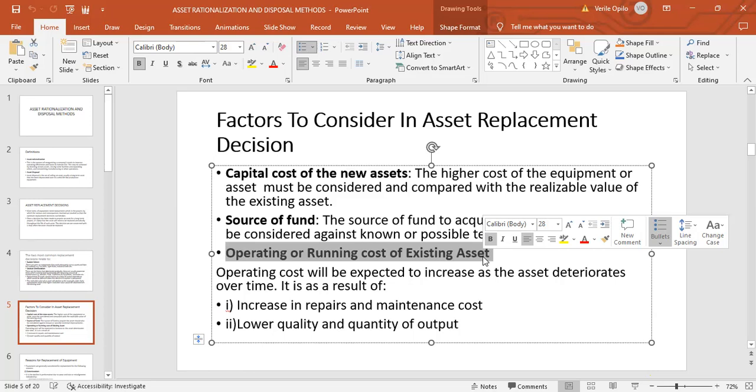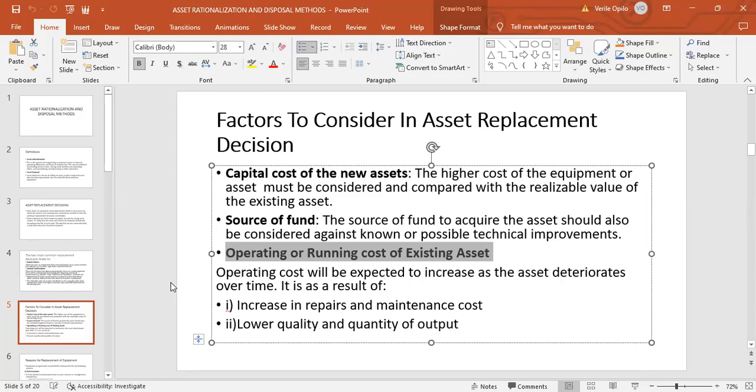You'll find that if the operating costs have increased significantly over the years, then you'd rather just replace the asset, because operating costs usually increase as the asset depreciates and deteriorates over the years. So you consider at the moment, how much is it? Is it too expensive? If it is not that expensive, you can consider just using the asset the way it is without having to replace it. But if the maintenance cost is high, and the quality and the number of units it's producing have gone down, in such a case you have to just take the decision to replace that particular asset.